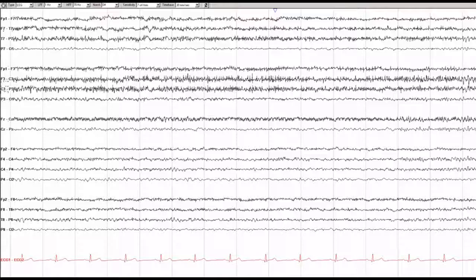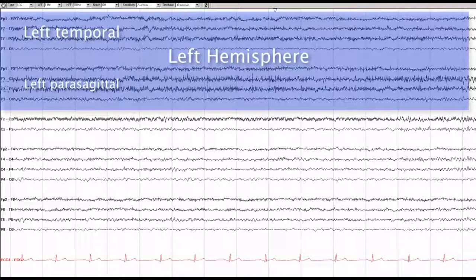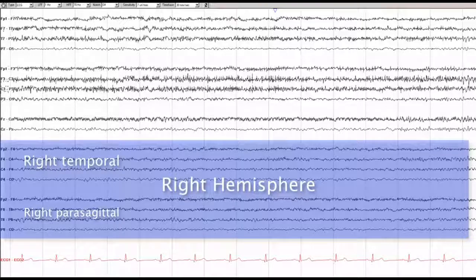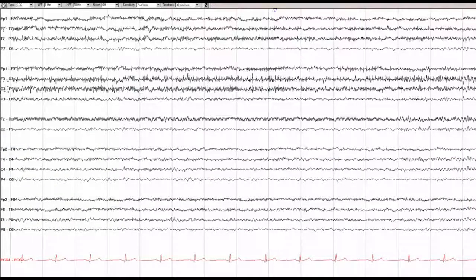This is an anterior-posterior bipolar montage with left hemisphere on the top, midline electrodes in the middle, and right hemisphere on the bottom. This patient has some mild intermittent focal slowing, mainly in the theta range. This may be difficult to see at first, but I will provide you with some recommendations on how to look at an EEG in order to identify these sorts of abnormalities.